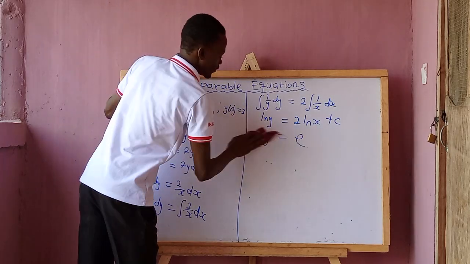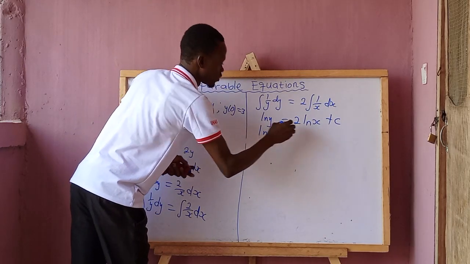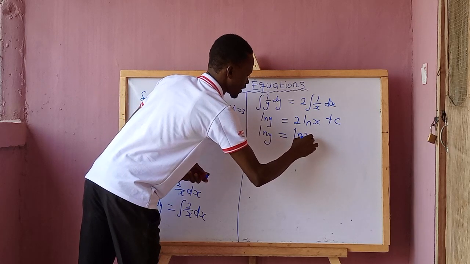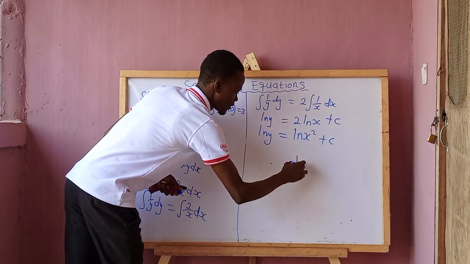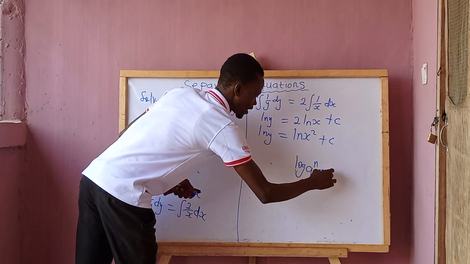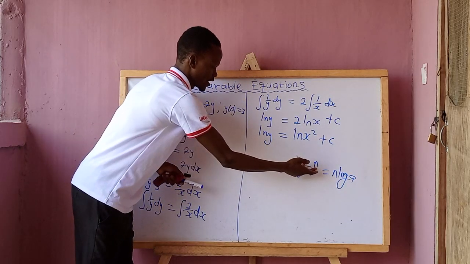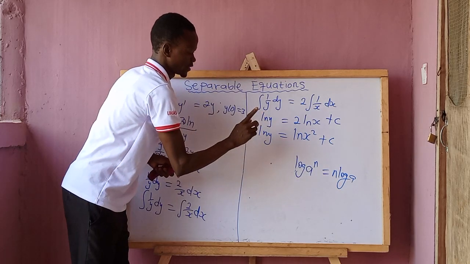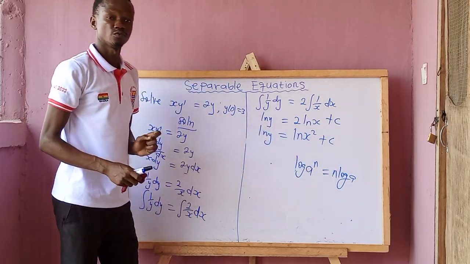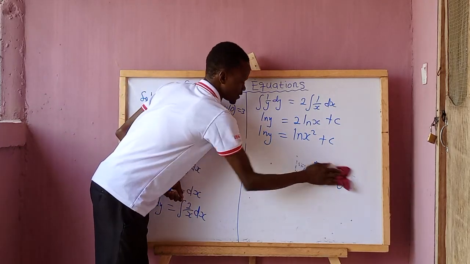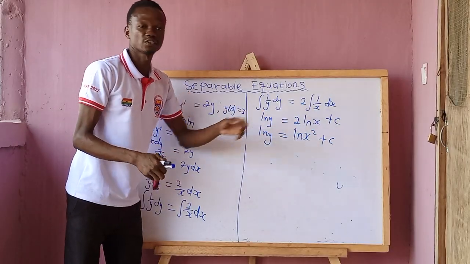But before here, we can still rewrite this one as ln y equal to ln x squared plus c. That is from here. We learned that if we have log a raised to the power n, we can write this as n log a. So following that, this particular n can be brought behind, and in that case, if the n is behind, it can also be brought to be a power. So following that, this particular 2 has been brought as a power to make it ln x squared.